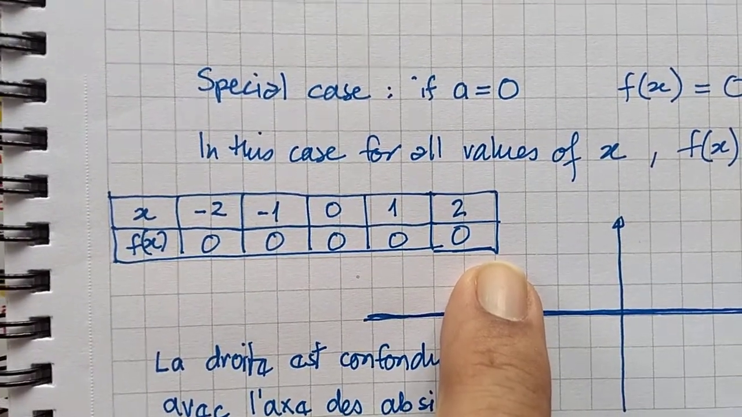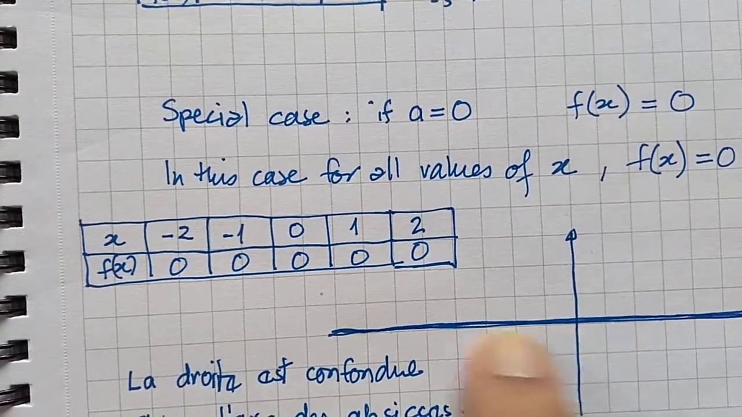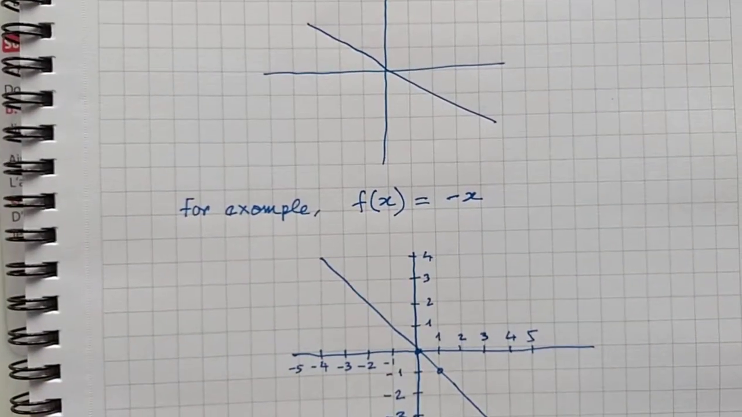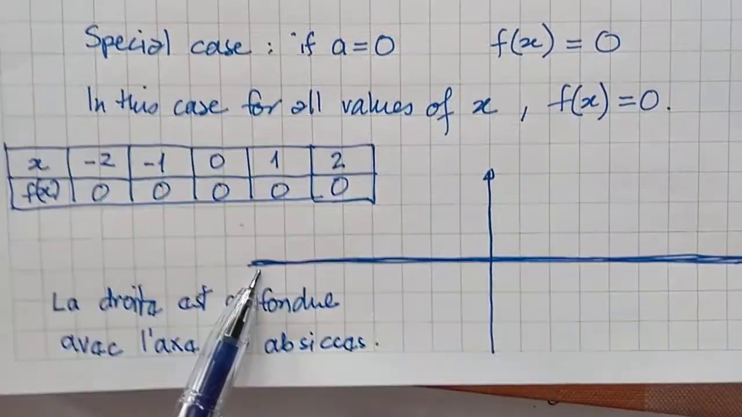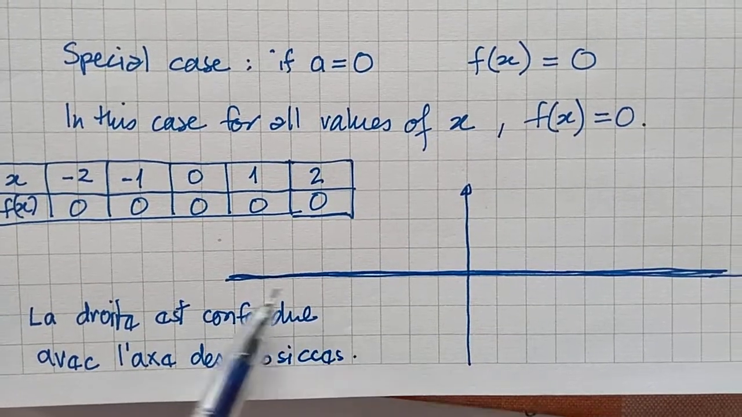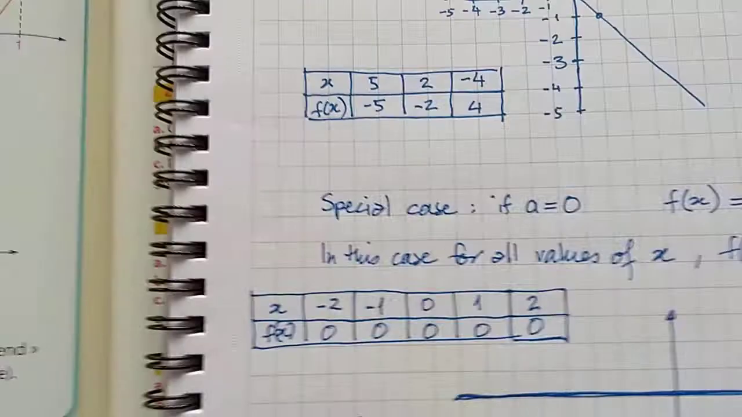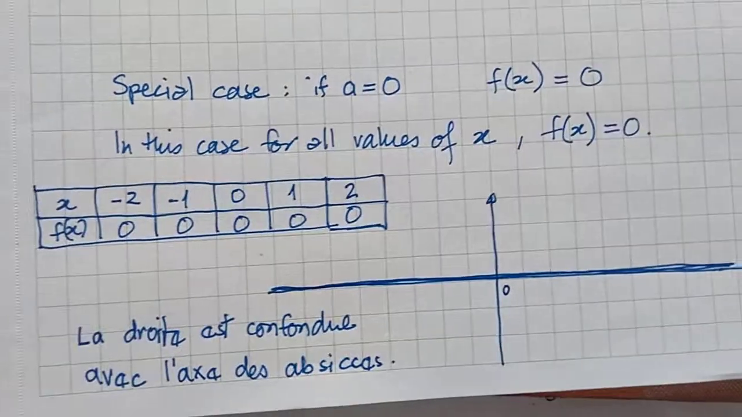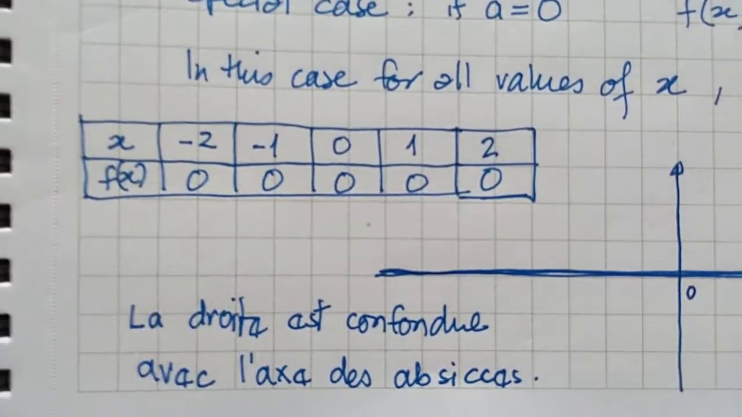So how do we draw this line? Well, since the output is always going to equal 0, on the y-axis 0 is there. So this line is actually on top of the x-axis. So you see, this line went like this, this line went like this. This line, when a is equal to 0, this is a very special case, just goes horizontally on the origin. That is, if this is the 0 point, it just goes like that. In French, la droite est confondue avec l'axe des abscisses.